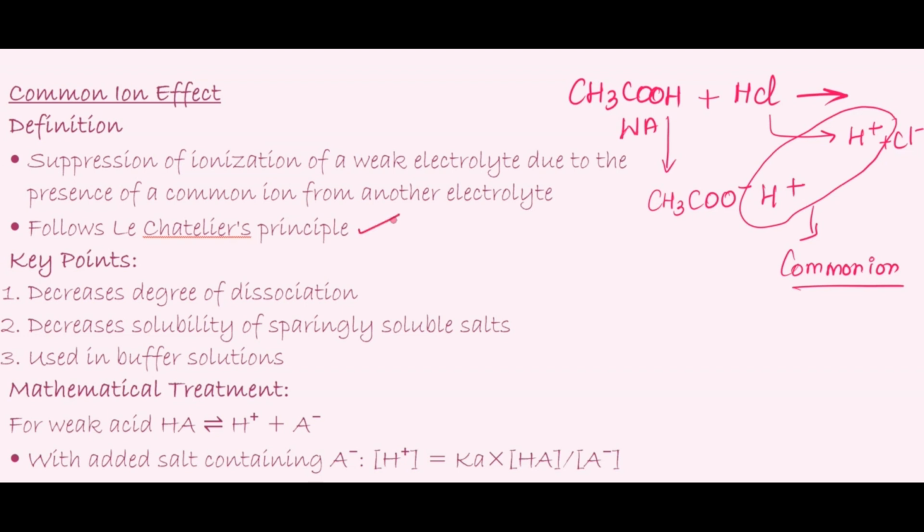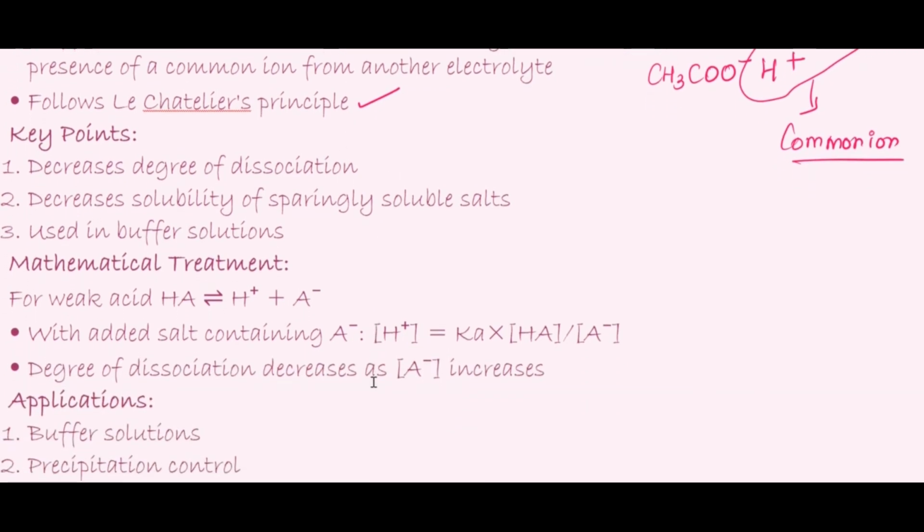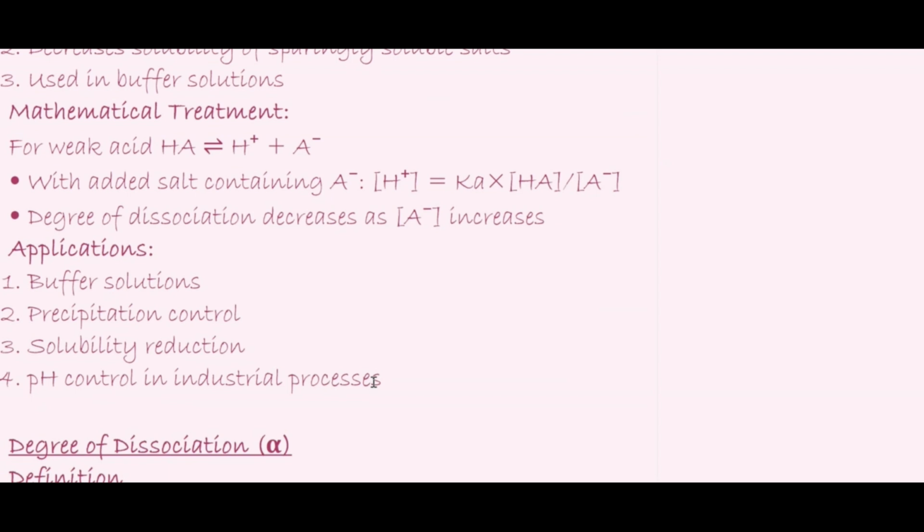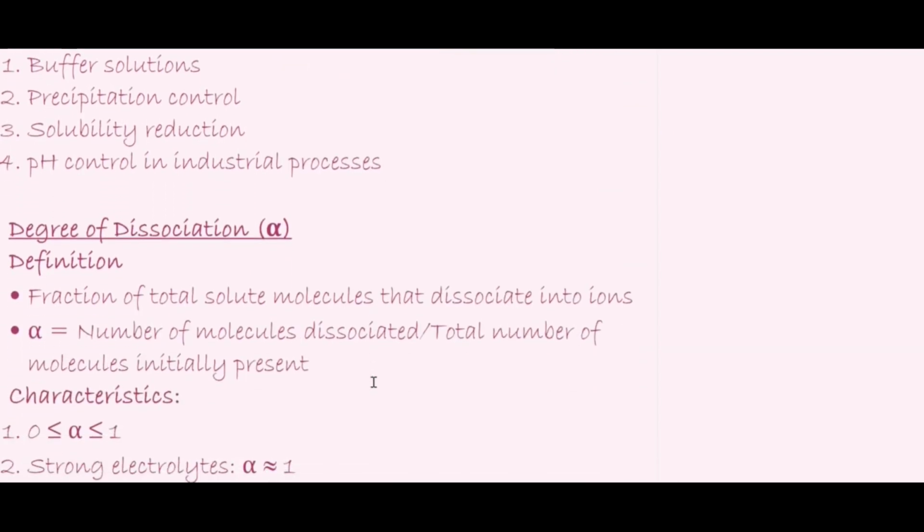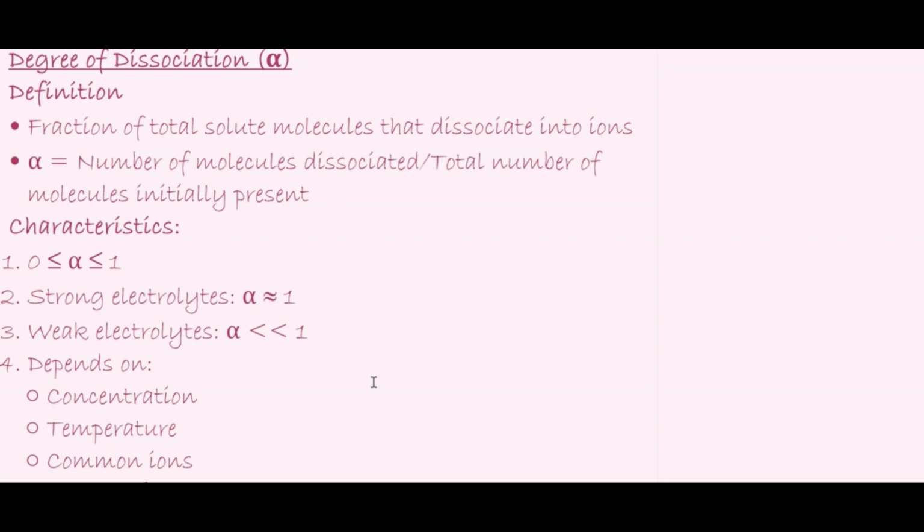It follows Le Chatelier's principle, and the points to be noted here are that it decreases the solubility of a sparingly soluble salt, that is, a weak electrolyte, weak base or weak acid. And the important application is that it is used in buffer solutions. We are using the common ion effect in buffer solutions. What is a buffer? We'll see. We talked about these applications. We'll see about the buffer solution.